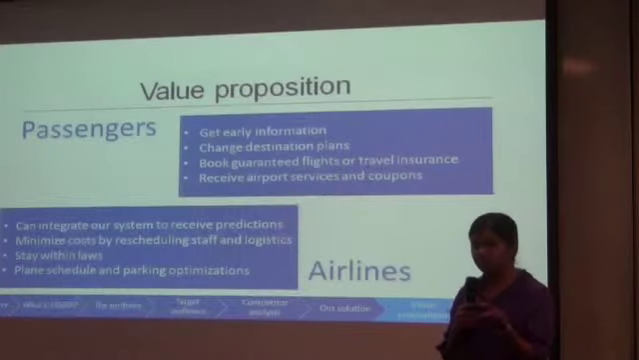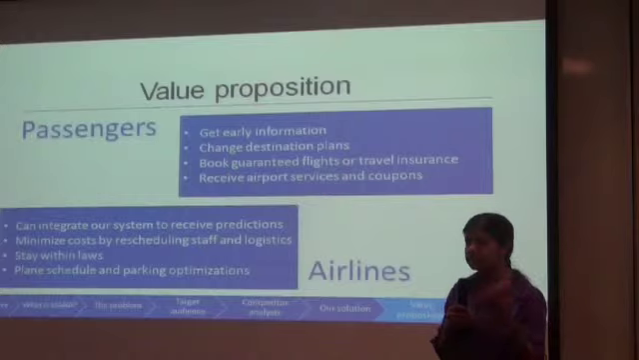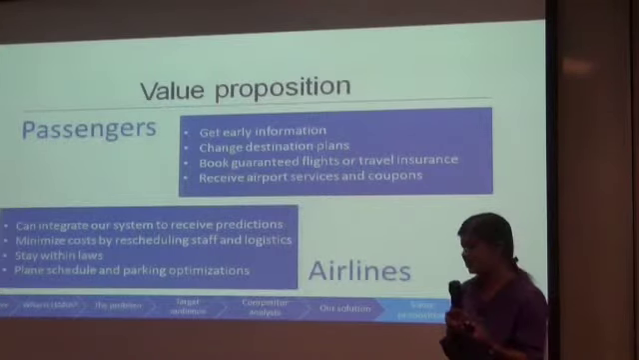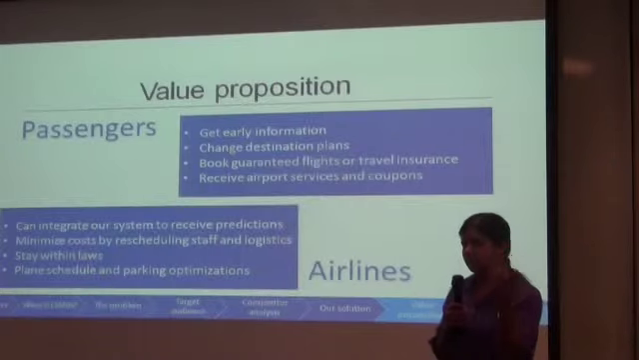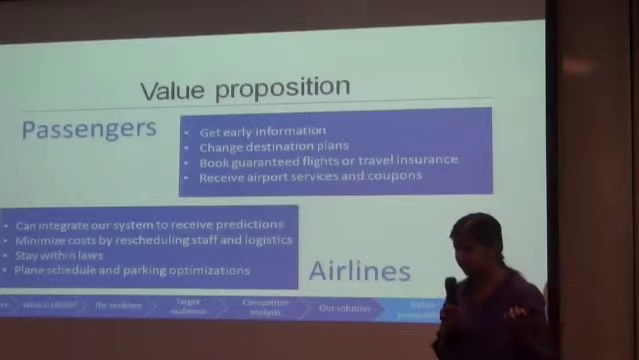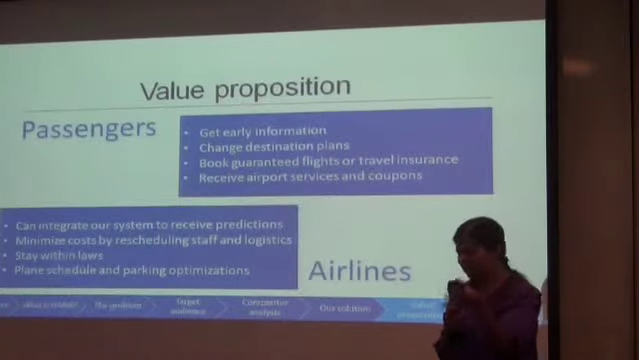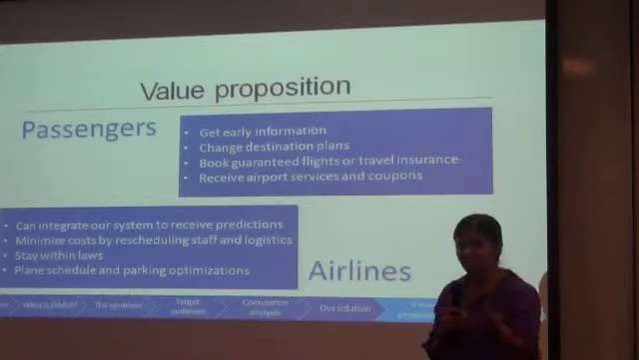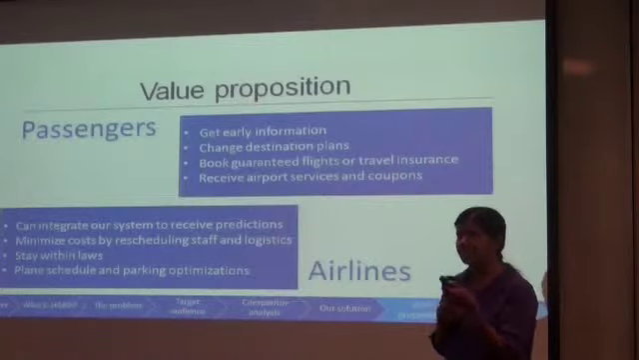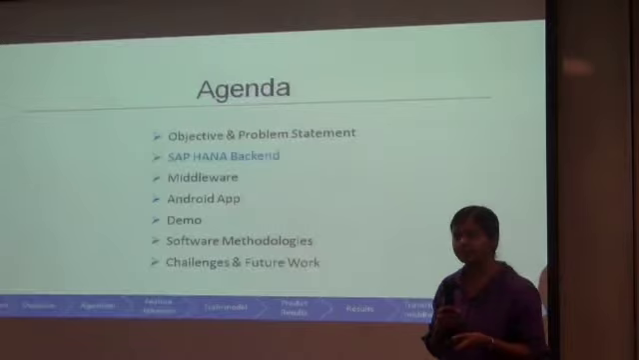So what we want to do is target these two segments, passengers and airlines. Airlines can integrate our system to receive predictions. They can minimize their logistics, they can stay within laws, schedule their flights. Passengers can get early information, make their plans. You can make your holiday plans by knowing, okay, even if I'm delayed, I can still make it to the other location next day, and let's have these plan B and plan C and so on. Book guaranteed flights or receive airport services and coupons. We'll talk about recommendations later.